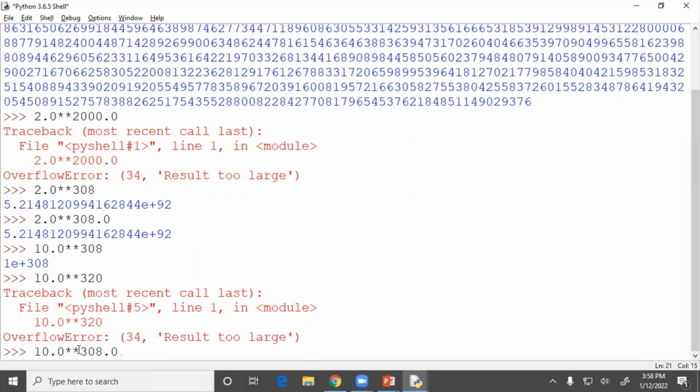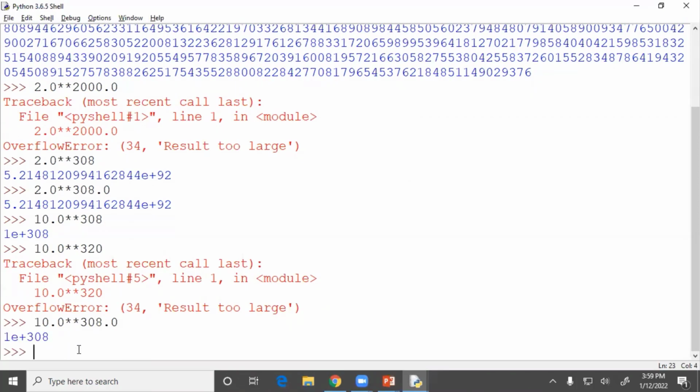0.0, I guess it will accept it. Okay, but if we go higher, it's going to be a problem for us. Clear for now, guys?